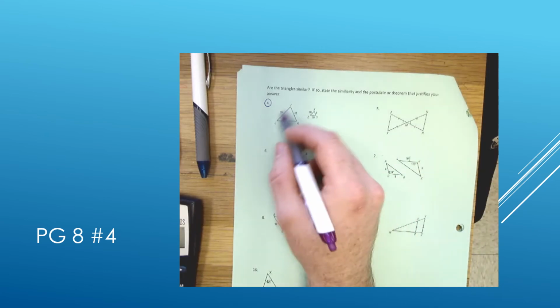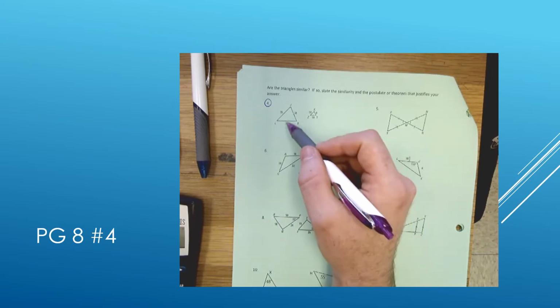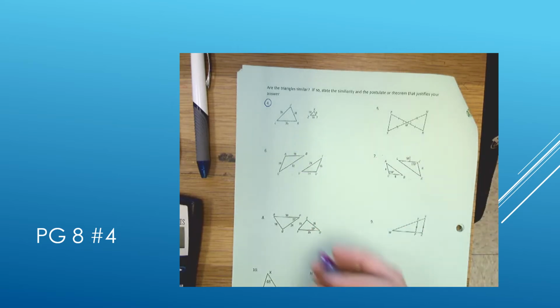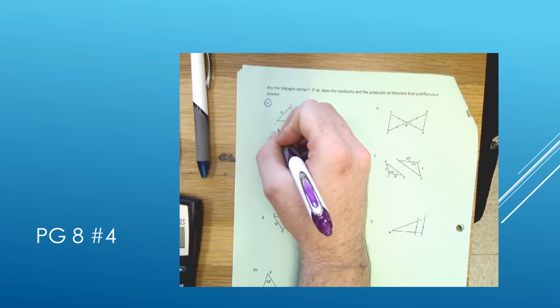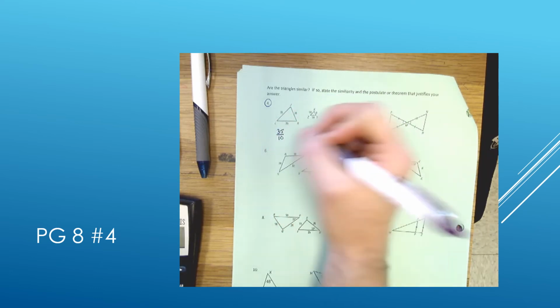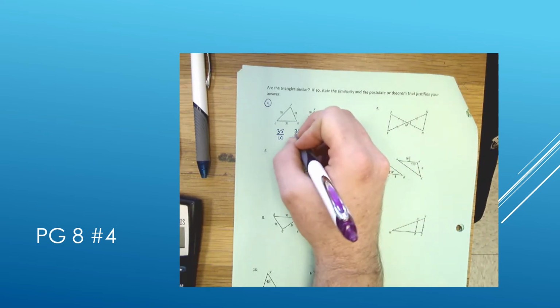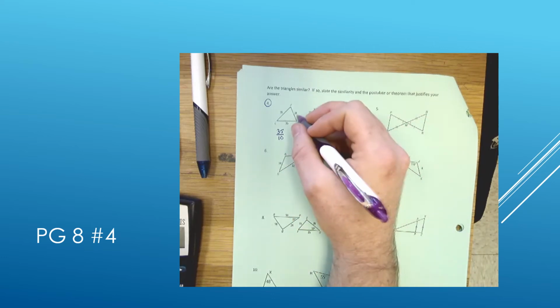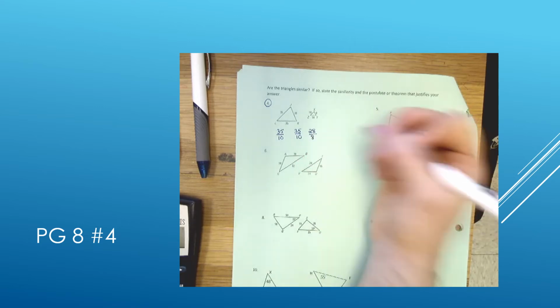So this one, they only gave us sides, and same thing for the smaller triangle. So I'm going to do a proportion to see if we can potentially use the side theorem. So 35 would go with 10. So I'm going to do 35 over 10. The other 35 would also go with that. So 35 over 10. And then the 28 would go with the 8.